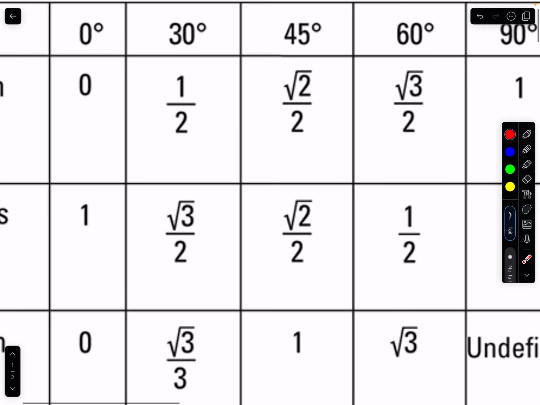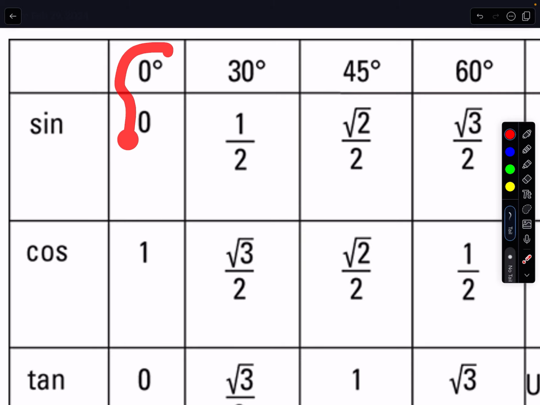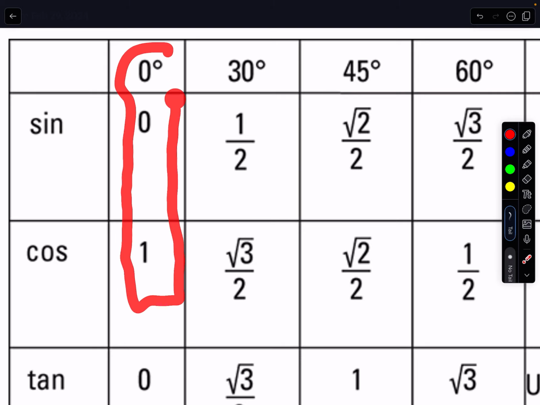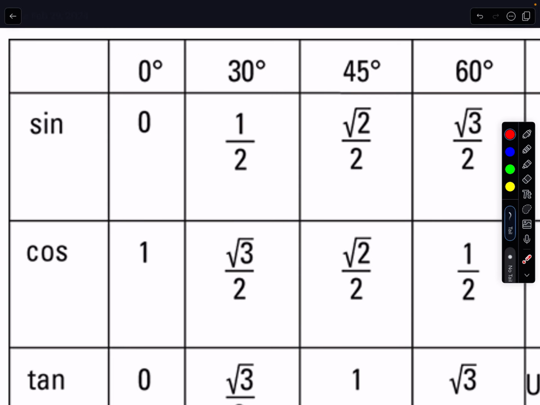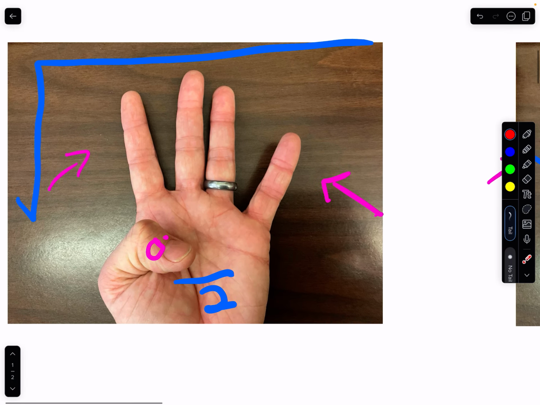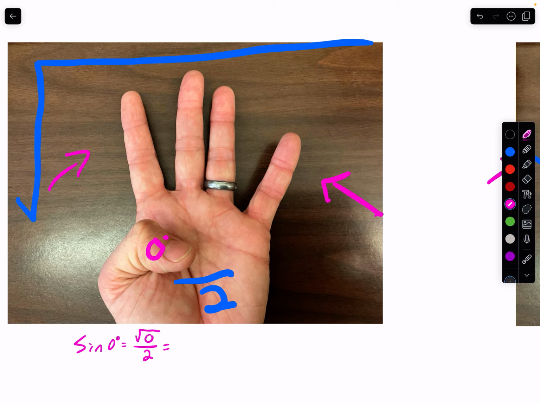All right, so we know from our table that the sine of 0 is 0, and the cosine of 0 degrees is 1. If I put my thumb down, which represents 0 degrees, the first thing we're going to look at is, what is the sine of 0 degrees? I write the square root of how many digits do I have up? There are 0 digits up because the thumb is down, and I'm dividing by 2. So the square root of 0 is 0. 0 divided by 2 is 0.